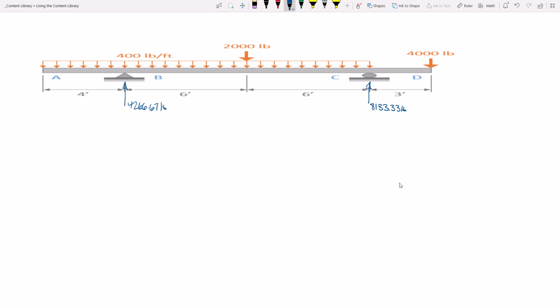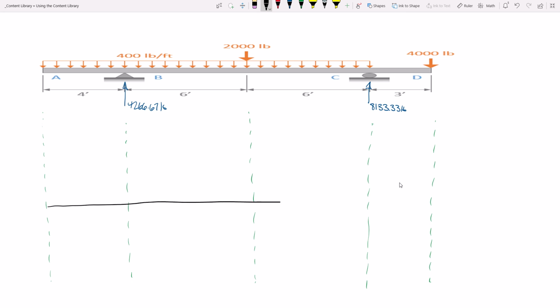Now, if you remember when we did this in statics, one of the things I suggested is that you draw some guidelines. All right? That will give us a nice reference point to start from. We'll say this is the shear diagram in pounds.